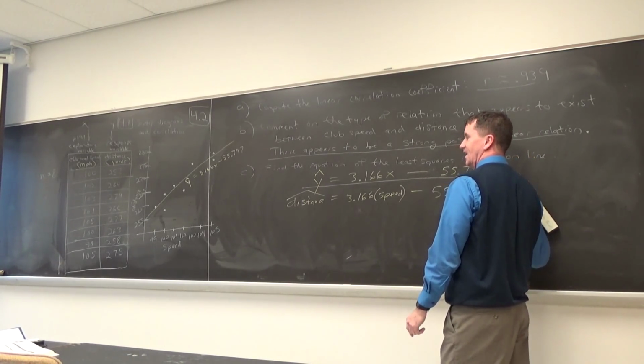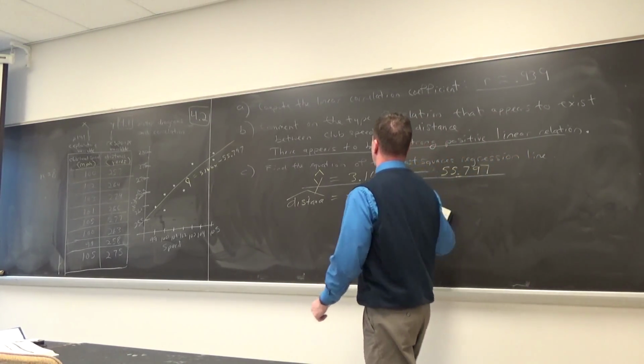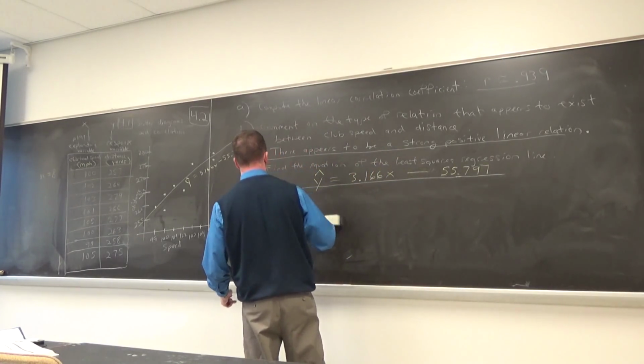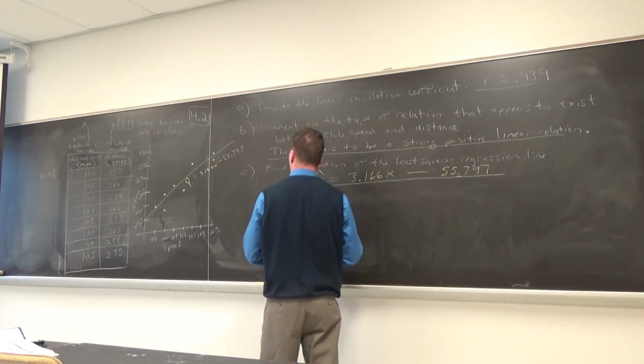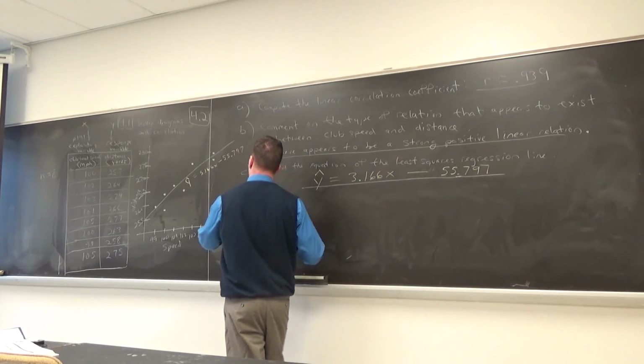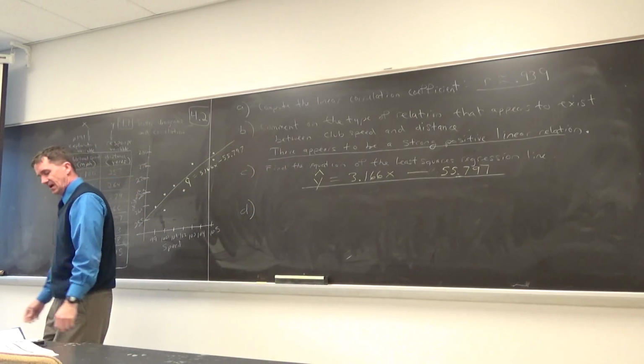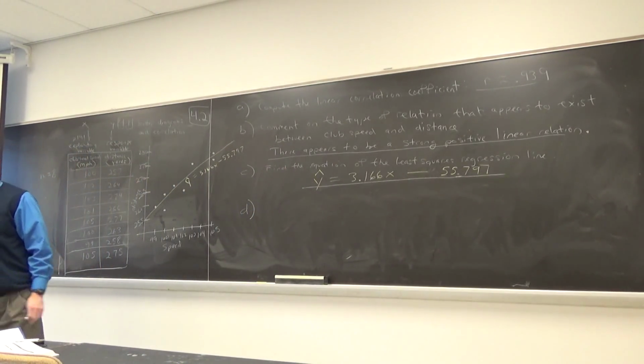Cool. All right. Hey, I'm gonna erase this. We're gonna go to letter D. And the next thing we're gonna do, Owen, is interpret the slope.